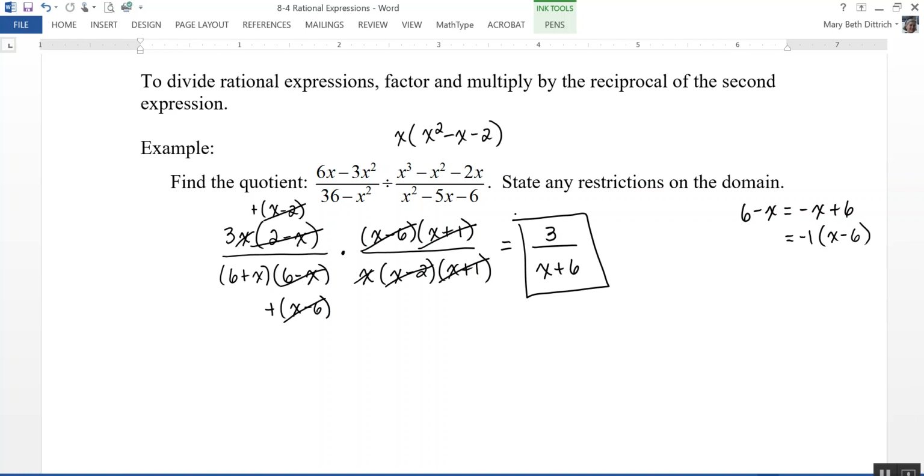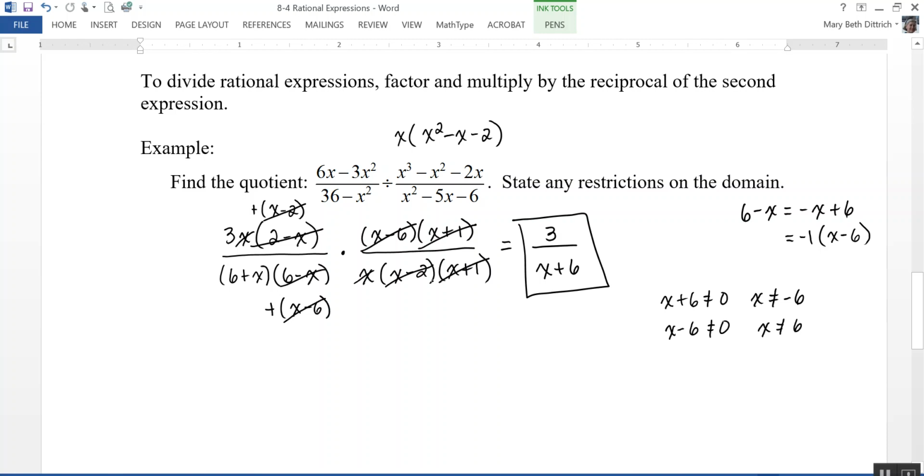So everything that was either in the original denominator or the reciprocal denominator can't equal 0. So let's just go ahead and make a list of those. So we'll start with x plus 6 cannot equal 0, so x cannot equal negative 6. Then what did I have? I had x minus 6 cannot equal 0, so x cannot equal 6.